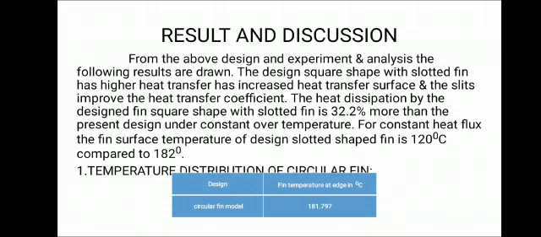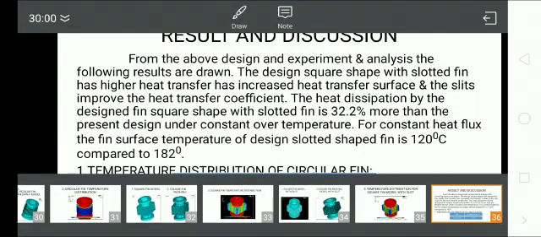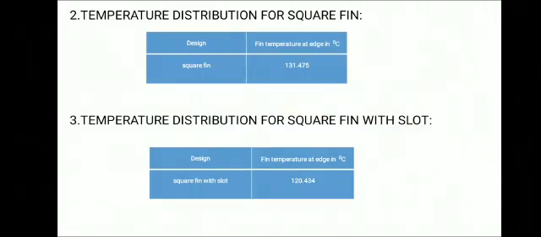Temperature distribution of circular fin: fin temperature at edge is 181.797 degrees Celsius. Temperature distribution for square fin: 131.475 degrees Celsius. Temperature distribution for square fin with slot: 120.434 degrees Celsius.